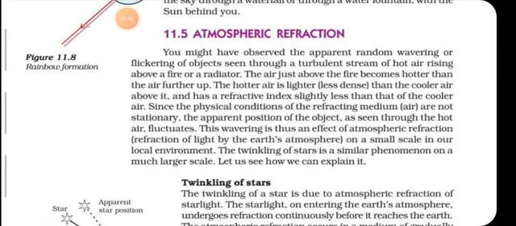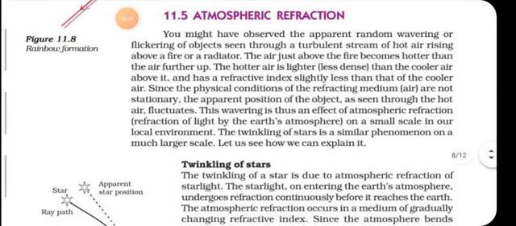The apparent position of the object as seen through the hot air fluctuates. This wavering is thus an effect of atmospheric refraction, the refraction of light by the Earth's atmosphere on a small scale in our local environment. The twinkling of a star is a similar phenomenon on a much larger scale.